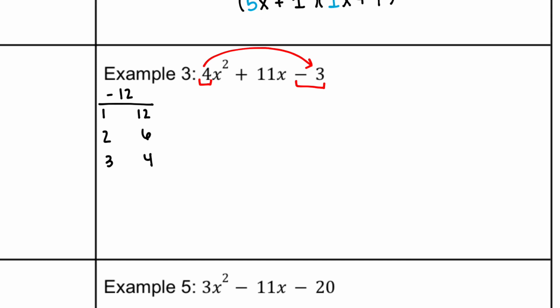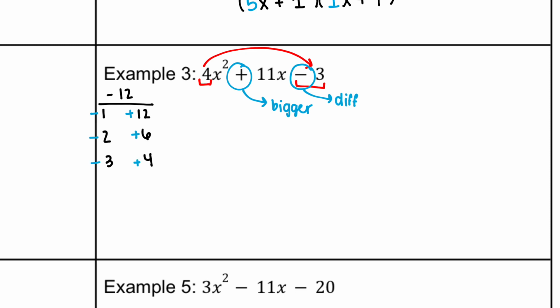Now is when we have to look at the signs of the original problem. So this minus sign right here tells you that we are going to have different signs. One is going to be positive, one is going to be negative. And then this middle term here tells you that the bigger number is going to be positive. So I'm going to go look at all my factors. I have 1 and 12. 12 is bigger, so it's positive, which means that 1 is negative. 2 and 6. 6 is bigger, so that gets a positive. 2 gets a negative. And then 3 and 4. 4 is bigger, so 3 gets a negative.